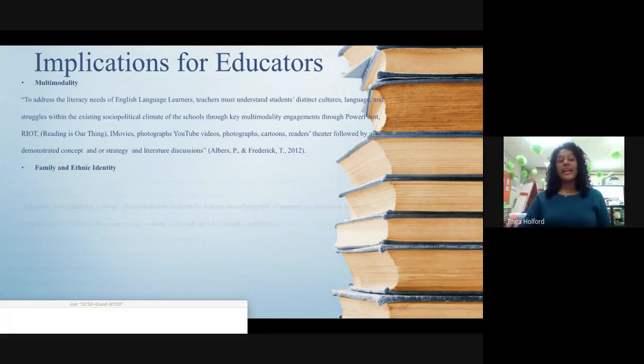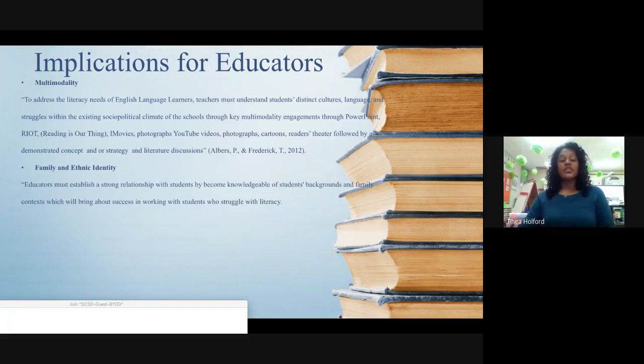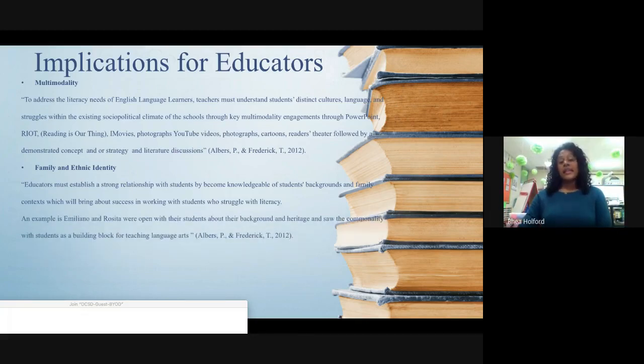So, family and ethnic identity. Educators must establish a strong relationship with students by becoming knowledgeable of students' backgrounds and family contexts, which will bring about success in working with students who struggle with literacy. An example is two teachers that I read about, Emiliano and Rosita, who were open with their students about their background and heritage and saw the commonality with students as a building block for teaching language arts. So this was also researched by my professor, Dr. Peggy Albers.